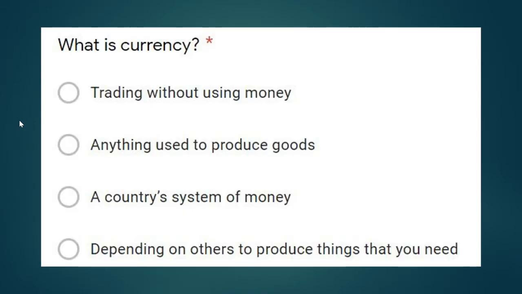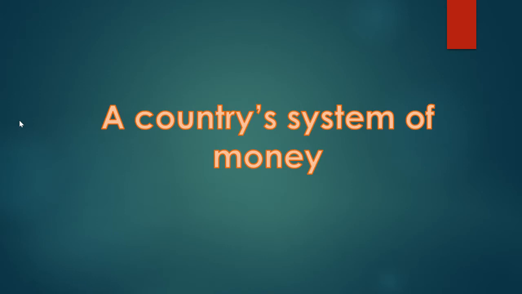What is currency? This was something we just recently talked about, currency. Trading without using money, anything used to produce goods, a country's system of money, depending on others to produce things that you need. You should have said it is a country's system of money. We talked about United States, the Canadian, Mexican, and Caribbean currency.